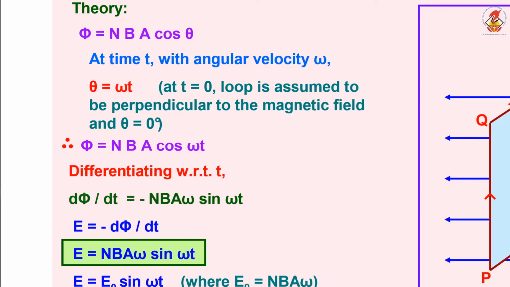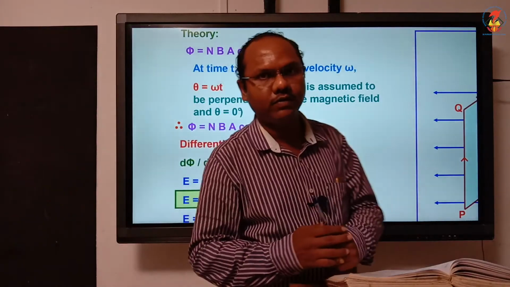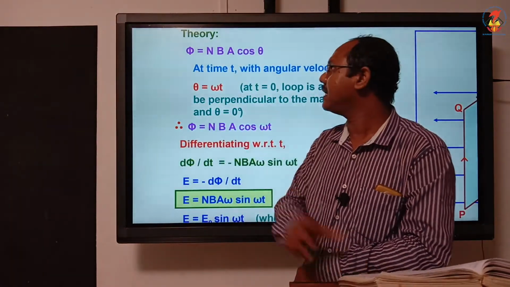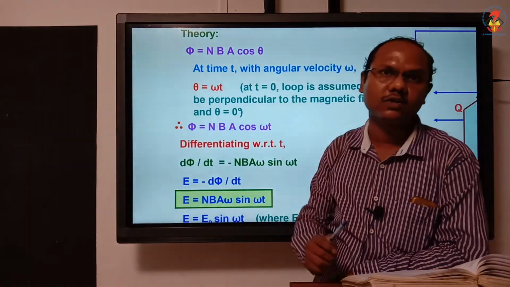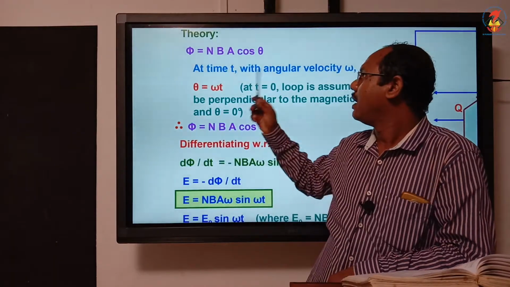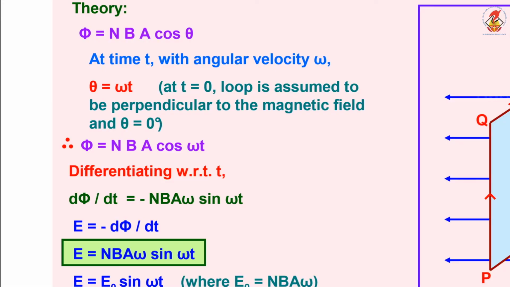Now look at this. Phi is equal to BA cos theta. If the loop is having N number of turns, then we can say phi is equal to NBA cos theta, and theta equal to omega t. We studied omega is equal to theta by t, so theta is equal to omega t. Omega is the angular frequency. So phi is equal to NBA cos omega t.